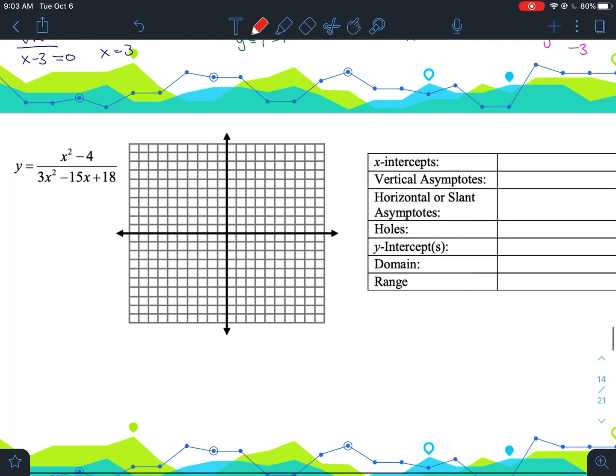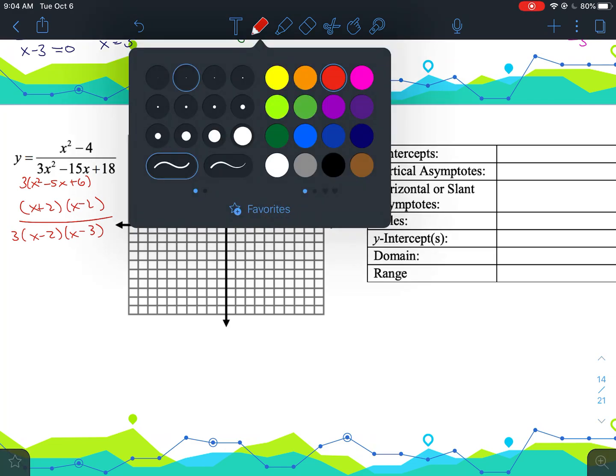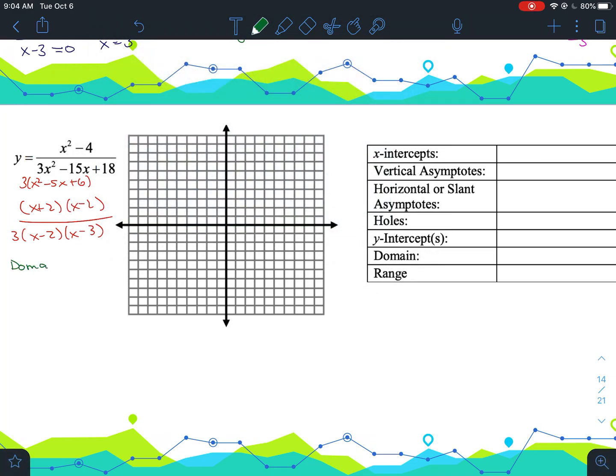So again, the first step is to factor the numerator and denominator. So we have x plus 2, x minus 2 over, I'm going to pull a 3 out of those, so 3x squared minus 5x plus 6. So this is going to be 3 times x minus 2, x minus 3. So the domain: the denominator can't equal 0, so x can't be 2 and x can't be 3. The x minus 2's cancel.